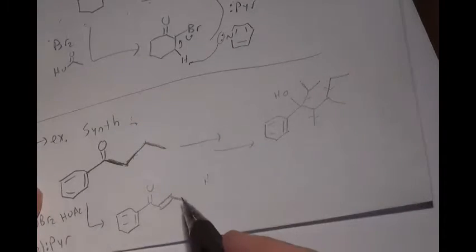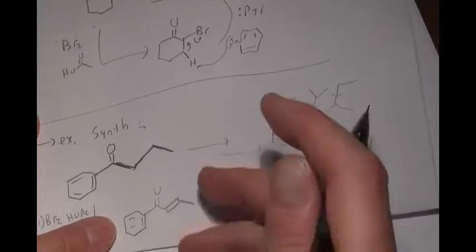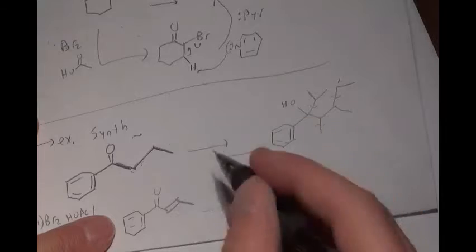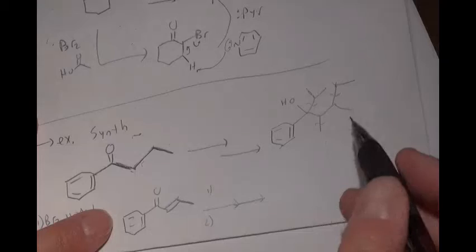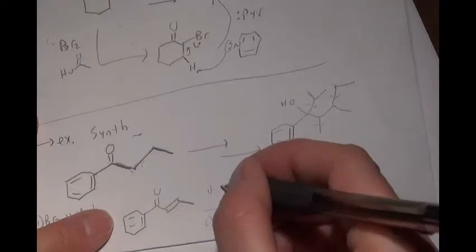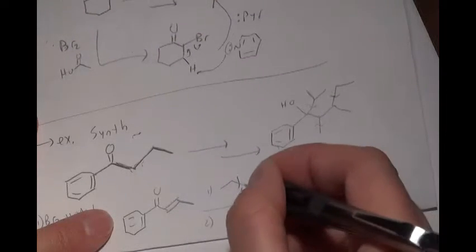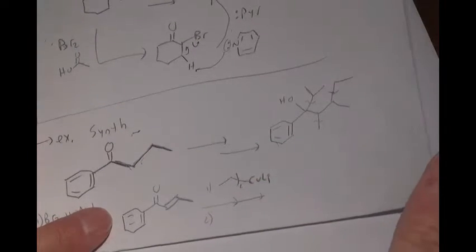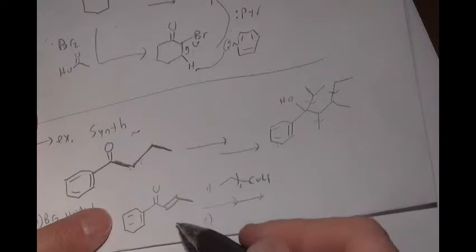Now all we've got to do is throw in our cuprate. So we're combining the last 5 minutes. First I'm going to do the cuprate. What's the cuprate? It's going to be ethyl cuprate, so it's going to be lithium copper. Ethyl cuprate is going to attach the ethyl group to the beta carbon. And then that'll make an enolate.